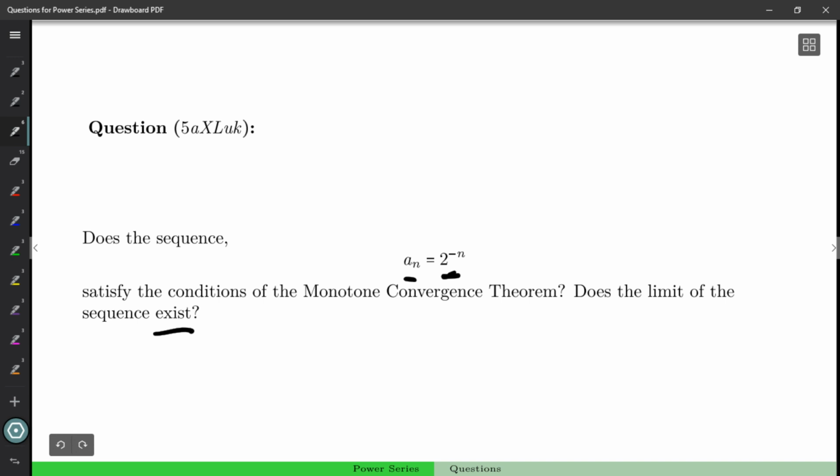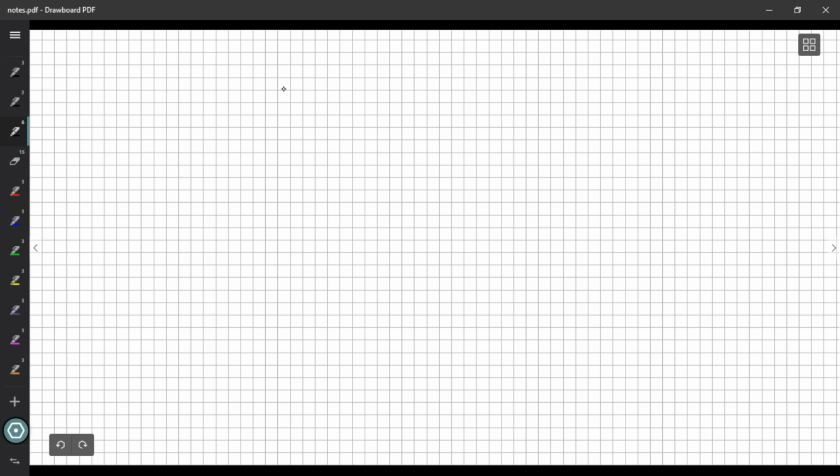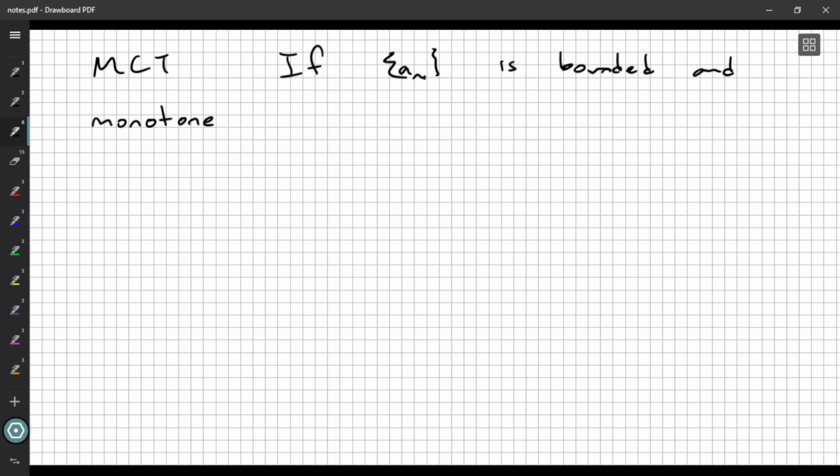Okay, so let's talk about this. What do we need for the monotone convergence theorem? The monotone convergence theorem says if your sequence is bounded and monotone, so remember monotone either means increasing, strictly increasing, or decreasing, or even strictly decreasing, then the limit as n tends to infinity of the a_n's exists. So that's the monotone convergence theorem.